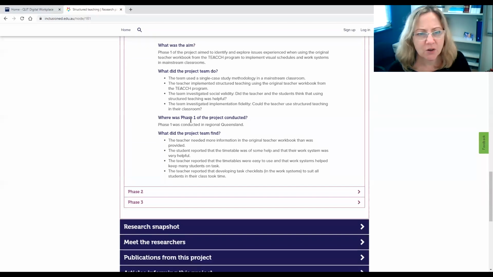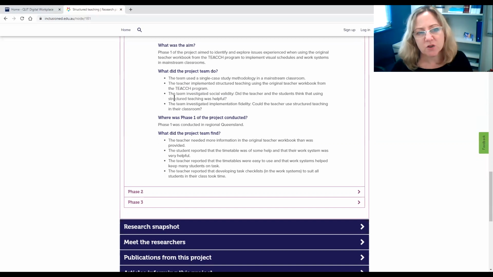So I need to know this, but they were really looking at this thing called social validity. Did the teacher and the students think that using structured teaching was helpful? And they also investigated something called fidelity. Could the teacher use structured teaching in their classroom? So this was really about, was it usable? Did it have utility? And the first one there, social validity, did they find it helpful?